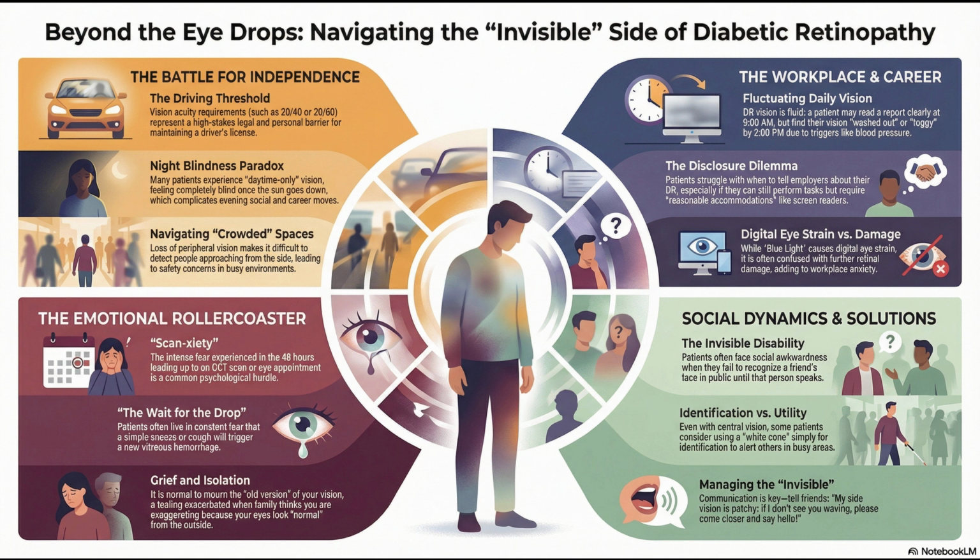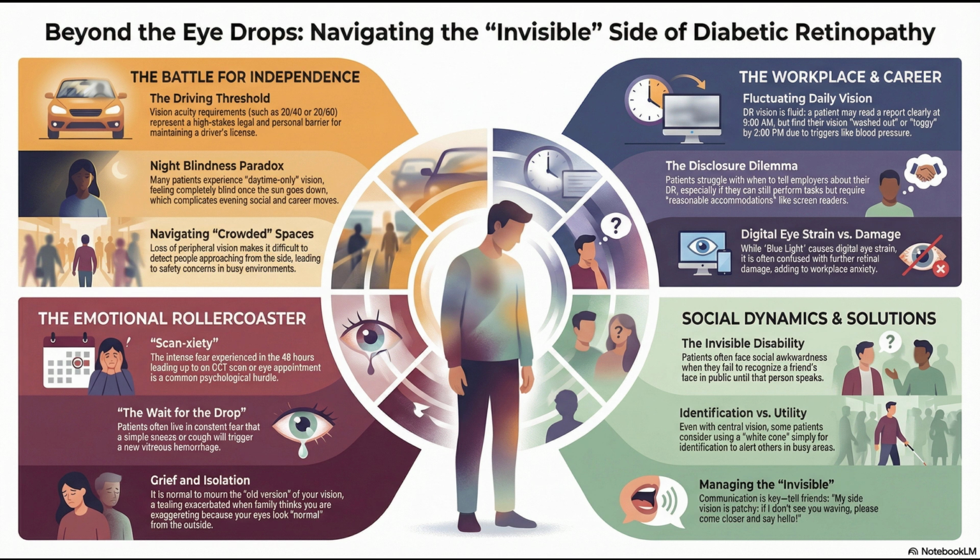But the sources argue powerfully for its symbolic function. Symbolic? Yes. The cane is a visual signal to the rest of society. It's a communication tool. It loudly tells the world around you, I can't see you very well. Please give me some physical space. Don't expect me to move out of your way. It effectively makes the invisible disability instantly visible.